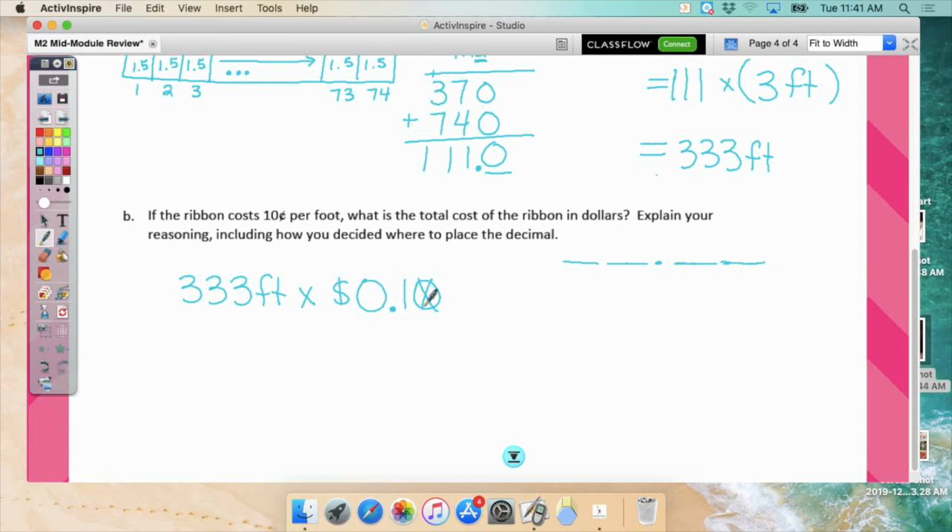So as I multiply, can I ignore this 0? Yes. So 333, rewrite it. And if I'm taking it times 10 to the first power, but it's 1/10, so no, we're just going to hop it. Which way do I hop it when it's a decimal? Left. Okay, so I've got $33 and how many cents? 30.